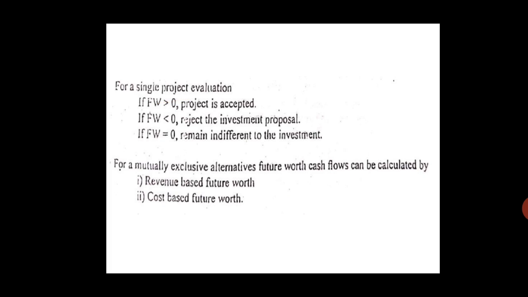So for a single project evaluation which you want to select, the future worth should be greater than 0, then the project is acceptable. If the future worth is less than 0, that is negative, then reject the investment proposal. And if the future worth is 0, then remain indifferent to the investment. For mutually exclusive alternatives, the future worth cash flows can be calculated by two methods. One is the revenue based future worth method, and the second is the cost based future worth method. Revenue means what we are going to earn.